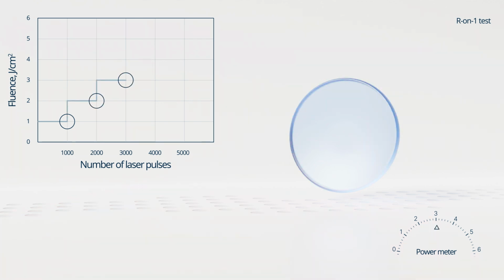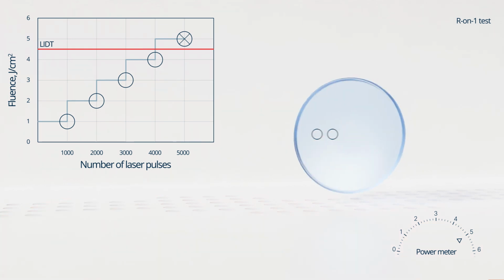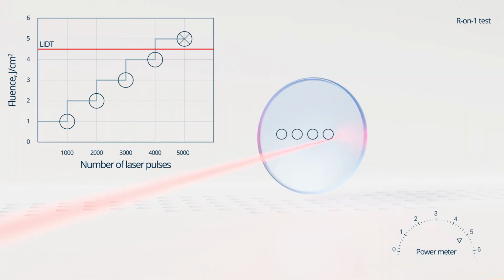The interrogation process continues on the same test site until the material is damaged. The damaging laser irradiation can be considered as a preliminary damage threshold of the material. In practice, multiple test sites are interrogated.